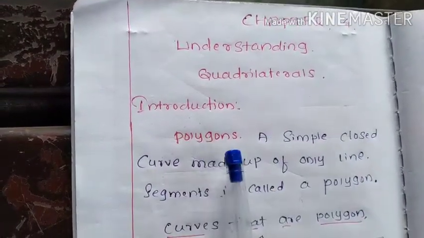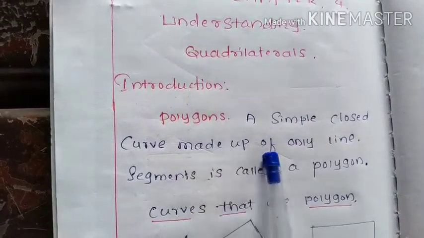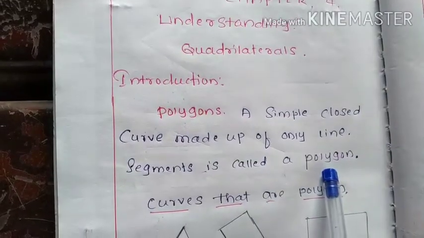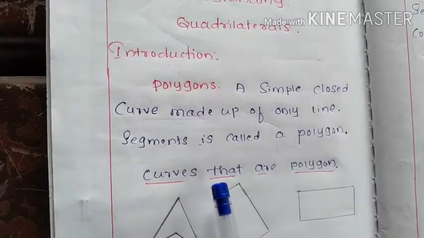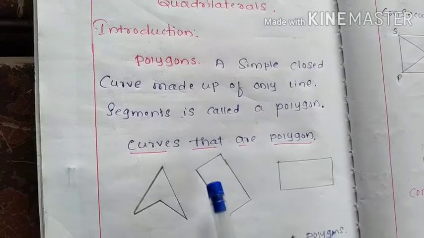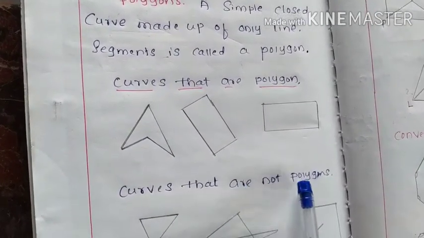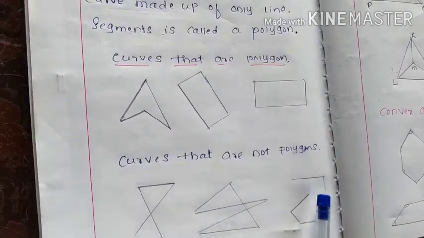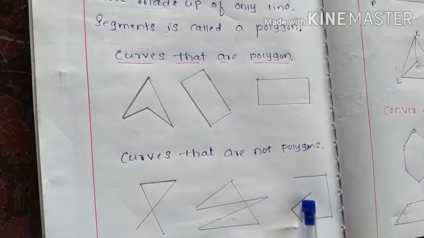Introduction, polygons. A simple closed curve made up of only line segments is called a polygon. Next one, curves that are polygon. So these are the curves that are polygon. Next, curves that are not polygon. So these are the examples of not polygons because it doesn't have a definite shape.